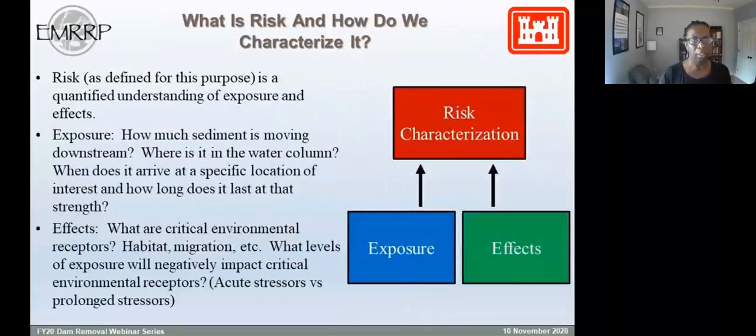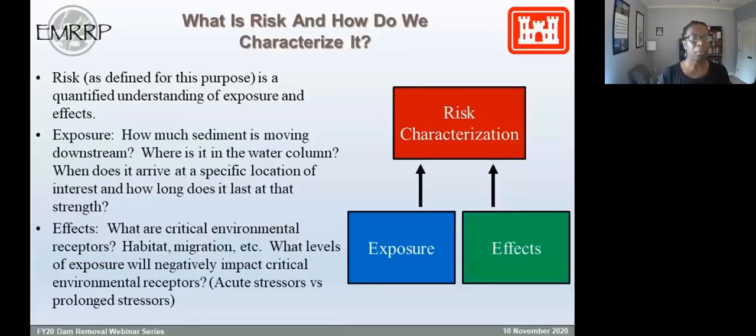Before we start to talk about the methods and the tools themselves, I thought it would be good to first describe what I mean when I mention the word risk, which is something that's going to be mentioned probably throughout my talk. So this slide asks: what is risk and how do we characterize it? Risk within different subjects has different definitions, but as defined for this specific purpose, it's quantified understanding of exposure and effects.